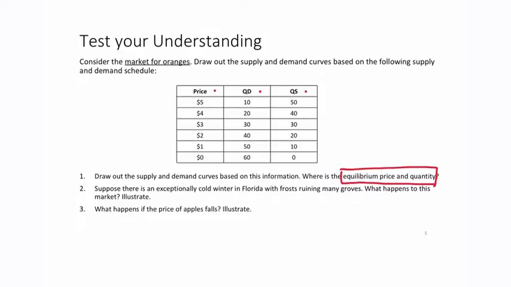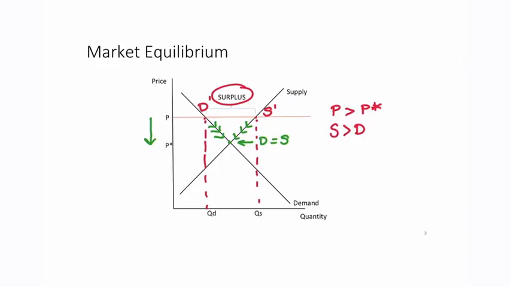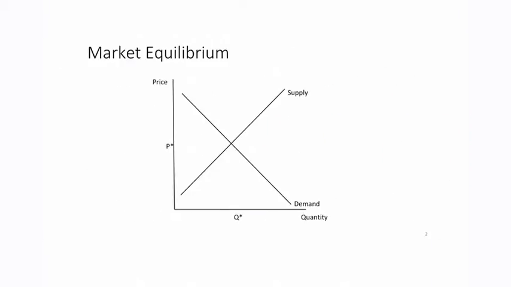This is going to occur, remember, where our quantity supplied is equal to quantity demanded. So if we look at our table, we see that the point where quantity demanded is equal to quantity supplied is when the price is equal to $3. So if we draw out our graph, we see that the market clearing price will be $3 and the equilibrium quantity is going to be 30. At this point, demand is equal to supply. Okay.